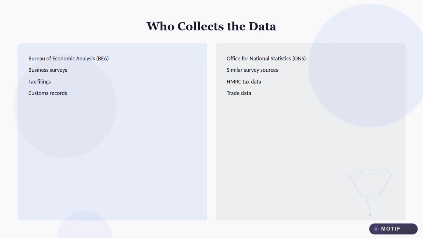The actual measurement falls to national statistical agencies. In the United States, the Bureau of Economic Analysis, part of the Department of Commerce, is responsible. In the United Kingdom, it is the Office for National Statistics. These agencies gather data from thousands of sources: business surveys, tax filings, customs declarations, payroll records, and retail sales reports. No single data source is sufficient, so GDP is always a composite estimate.